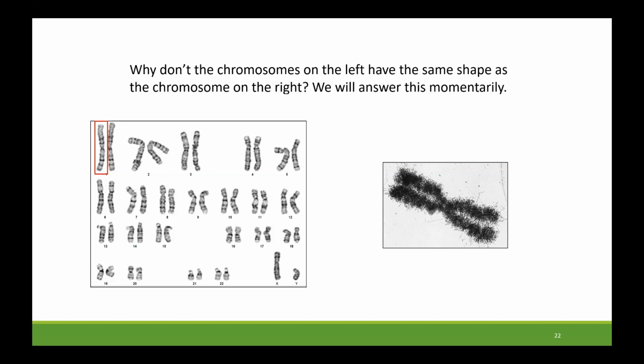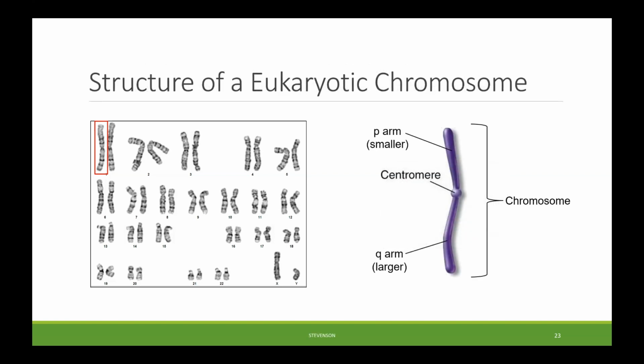So why is this? We'll answer that momentarily, but let's start by taking a look at the parts of a eukaryotic chromosome. A eukaryotic chromosome has a distinct structure that contains two different segments called arms. There's a top arm and a bottom arm, which are connected together at a point called a centromere. And despite its name, the centromere is not located at the dead center, which means that one arm is smaller than the other. And the small arm is referred to as the P arm.